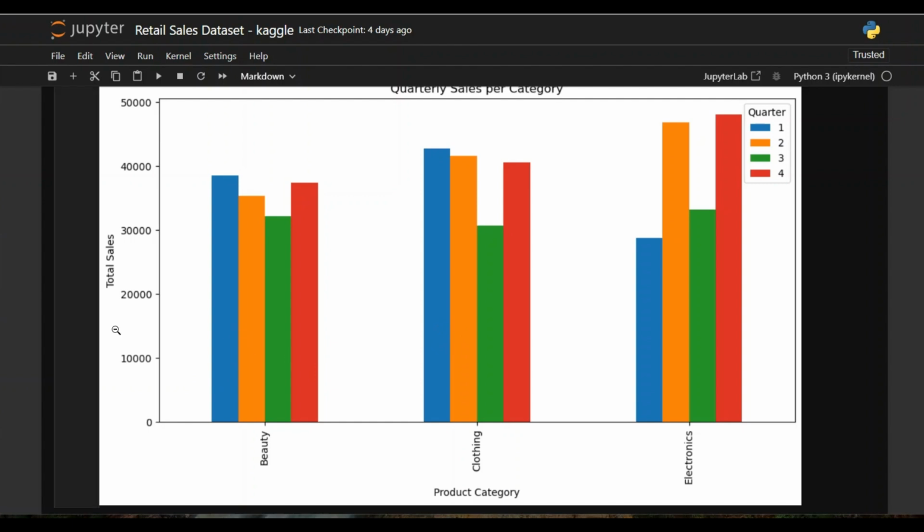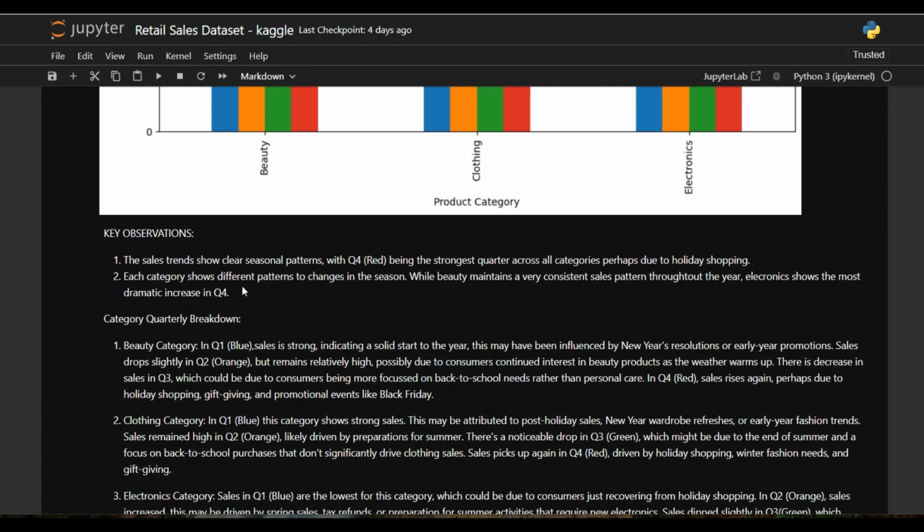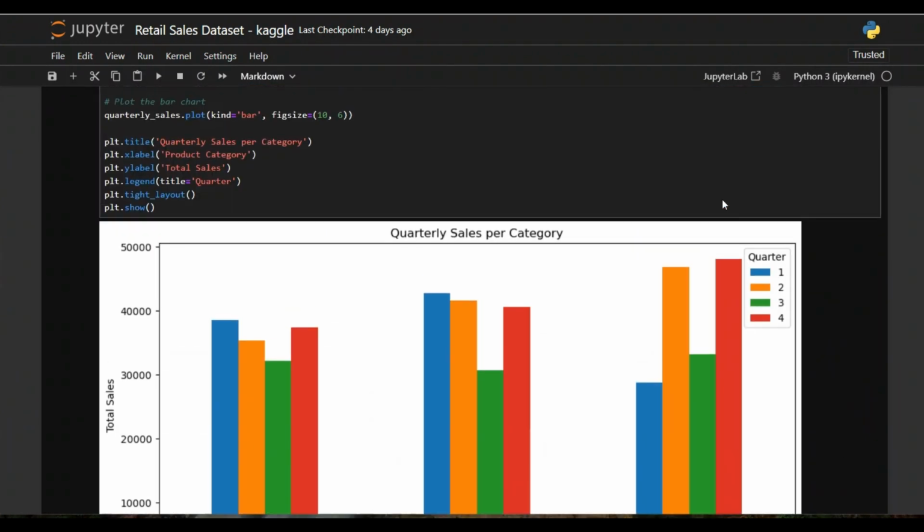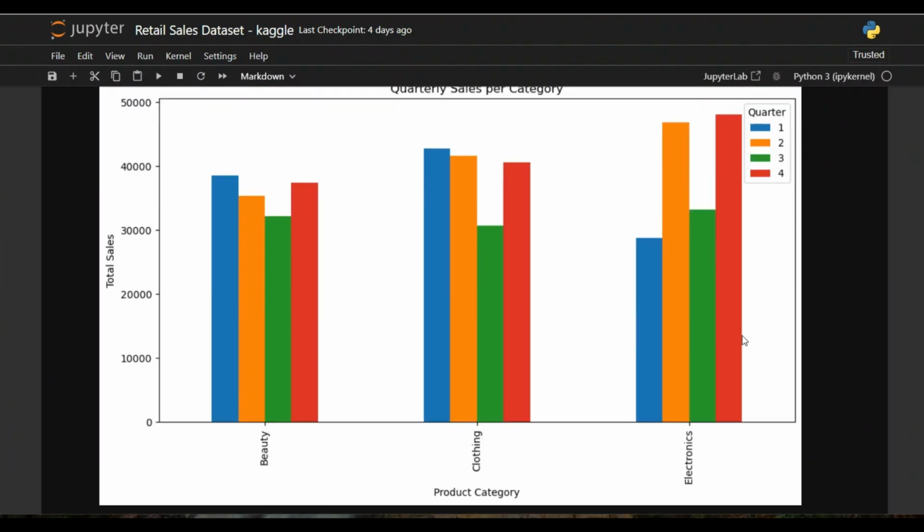But for beauty, it is relatively stable, which means there is a specific flow throughout the year. Sales flow throughout the year at an almost equal range. So these are my key observations: the sales trend shows a clear seasonal pattern, which is the fourth quarter. People are buying more in the fourth quarter than any other quarter. So that means they're buying towards the holiday season, Black Fridays and all that, because of the promotions and the season.